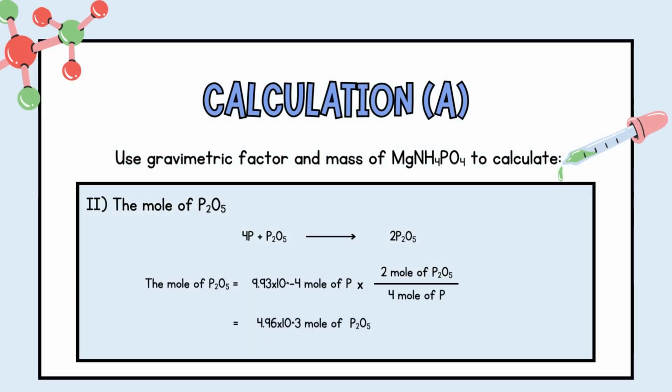Second, we calculate the mole of phosphorus pentoxide. We multiply the mole of phosphorus by the mole of phosphorus pentoxide over the mole of phosphorus, and the final answer we got is 4.96 × 10^-3.